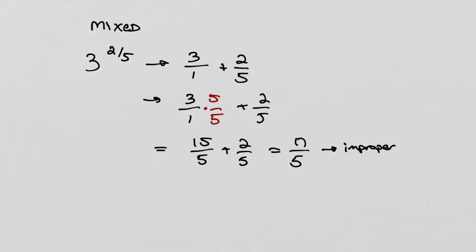So if you ever go from a mixed fraction to one of these, it's always going to be improper, because that whole number that we've got right here is going to add too much to the numerator and always make that numerator bigger than your denominator. So when we go from mixed to a fraction, it's always going to wind up being an improper fraction.